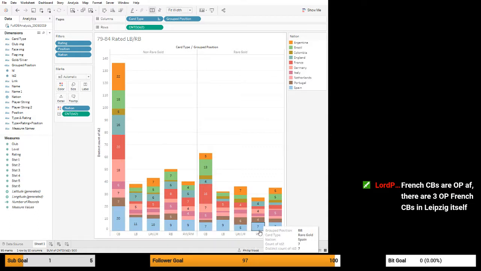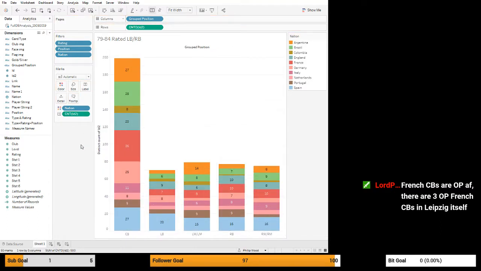Spain looked pretty strong all the way through, apart from the left midfielders. Total. If I get rid of the card type, yeah. Let's have a look at some nations close up then. So keep that one for now. So I want to look at different positions on that one.